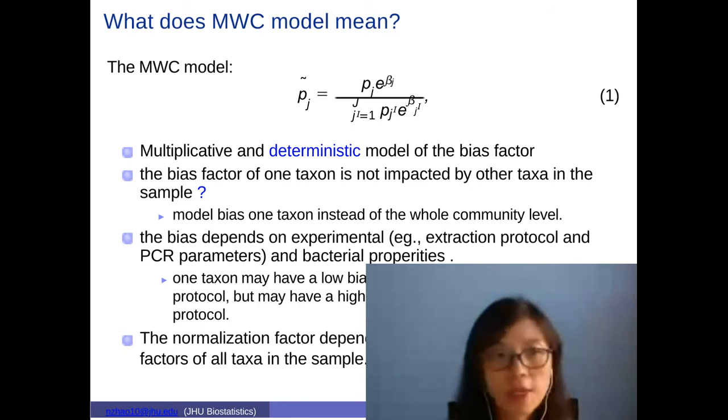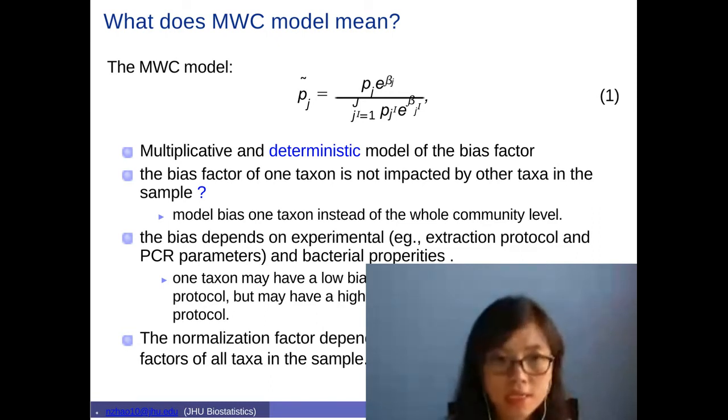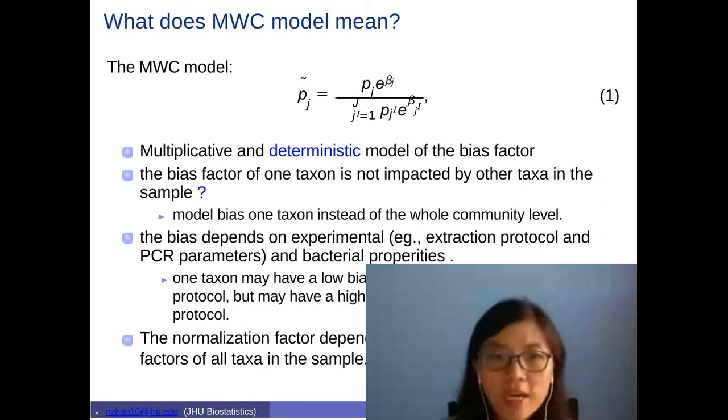So the MWC model is a multiplicative model. It's also a deterministic model, in that it says your P tilde is a multiplicative change of your P. Generally speaking, statisticians do not like deterministic models because we think there will always be randomness in the system, and we want to characterize this randomness to see how well the data with randomness will fit into this deterministic model.